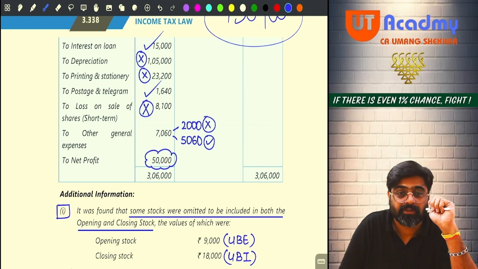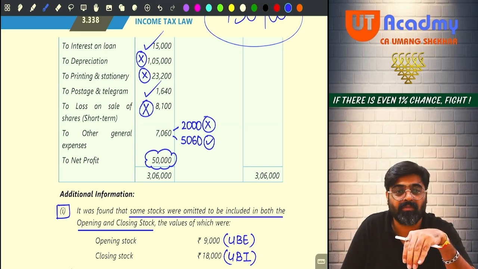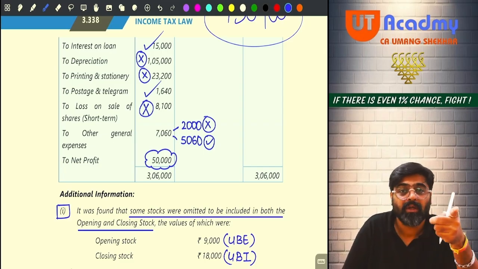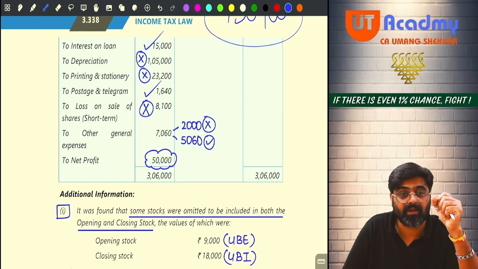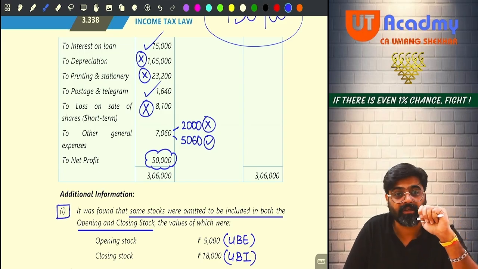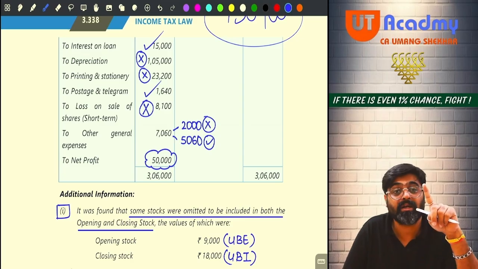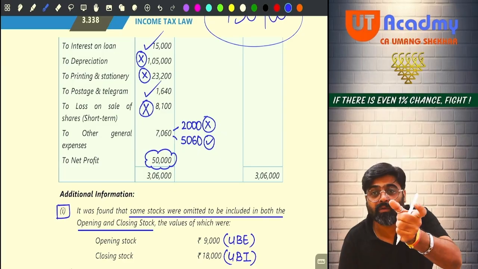Then what you will write down? Loss on sale of shares. In the bracket you will write down not a loss incurred in the course of business or profession. It is a capital loss to be considered under capital gains. Bracket close. First column you will write 8,100. Then what you will write? You will write donation to public charitable trust included in general expenses. In the bracket you will write down not a business related expense, eligible for deduction under 80G subject to certain conditions. Bracket close. You will write down 2,000.